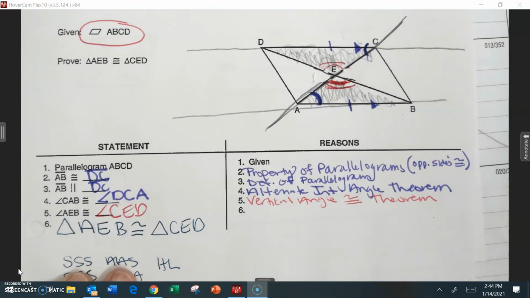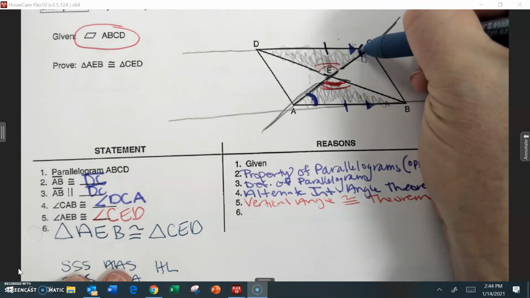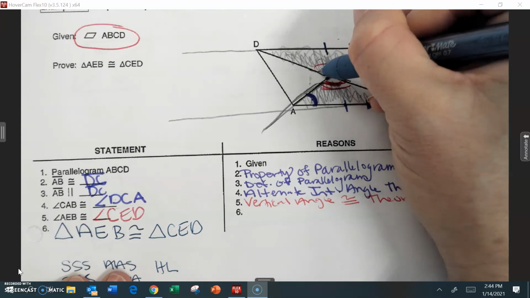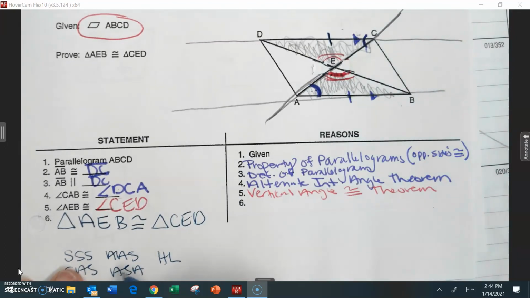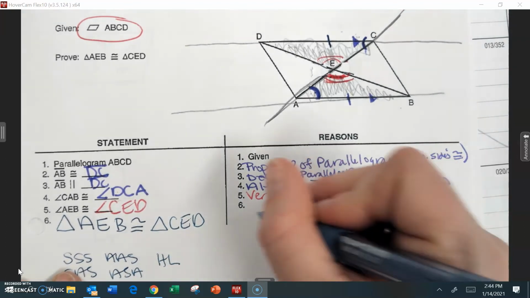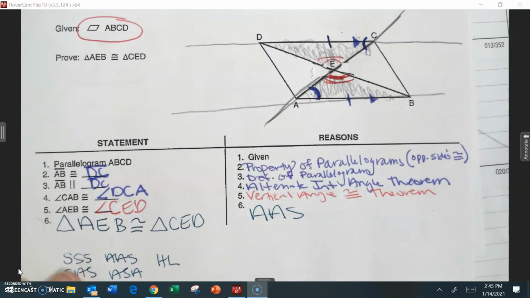So if we go to our diagram, now that it's all said and done, we have side, angle, angle, side, angle, angle, which is better known as, right, in order, angle, angle, side. So our last reason is angle, angle, side.